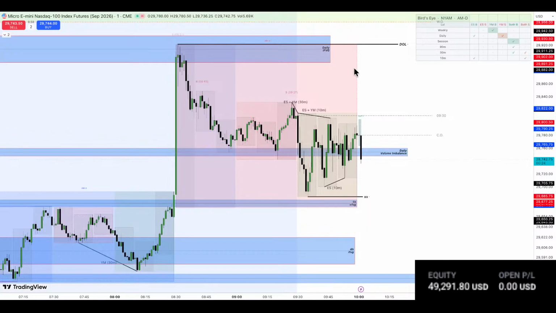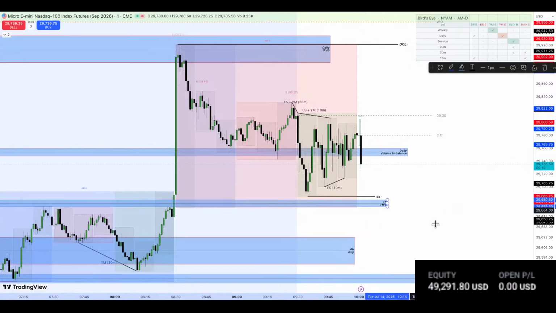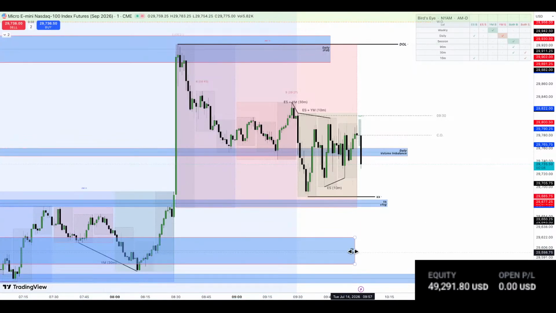Yeah, there you go. Price is now moving towards this low right here. Let's see how the market's gonna react to it. There's also a fair value gap here resting below this low and a 4-hour IFVG.